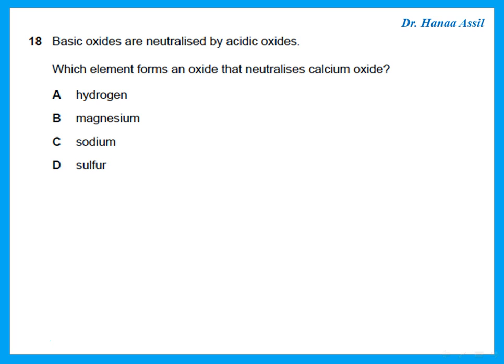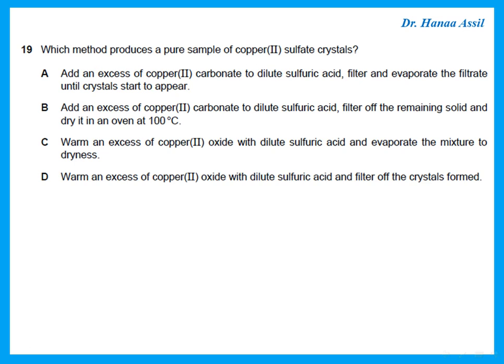Basic oxides are neutralized by acidic oxides. Which element forms an oxide that neutralizes calcium oxide? Now, calcium oxide is a base. Oxide of a metal is a base. So in order to neutralize it, I want an oxide that is acidic. So which of these will form acidic oxides? Remember that a non-metal, like sulfur, would form an acidic oxide.